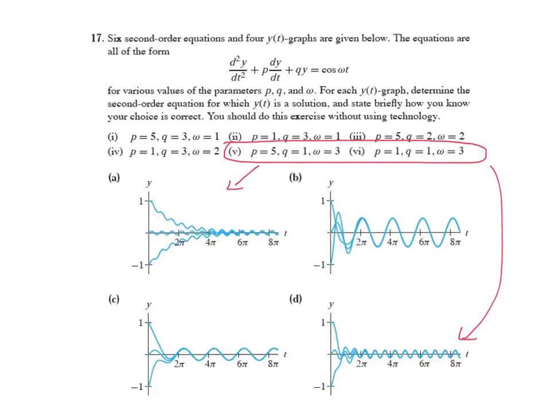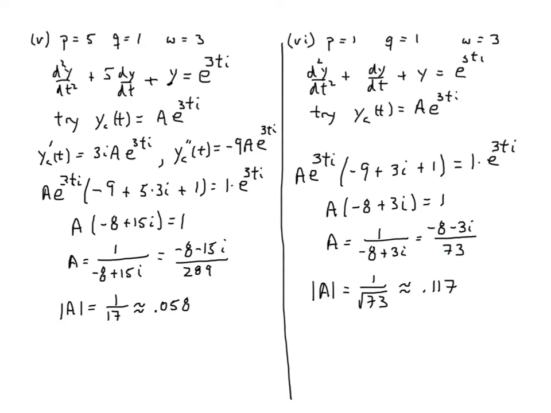We go forward. I've already laid out the work, and we'll say the same thing a little more quickly. Here's what we're given: P is 5, Q is 1, and omega is 3. I write the right-hand side in its complex mode: instead of cosine 3t, I write e to the 3ti. We'll try something of the form of an undetermined coefficient a times e to the 3ti, because that's our right-hand side.